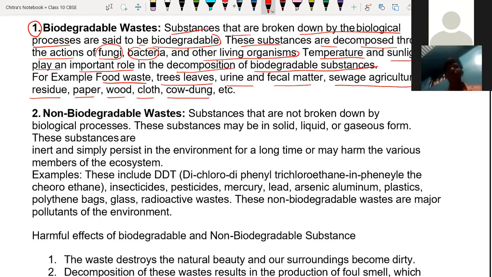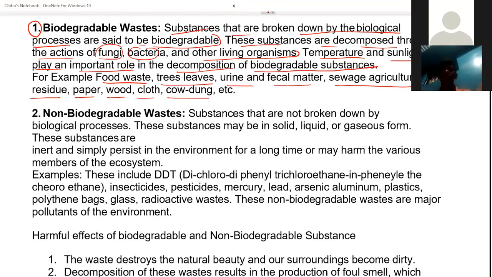Understood everyone what biodegradable waste is? Keep replying.